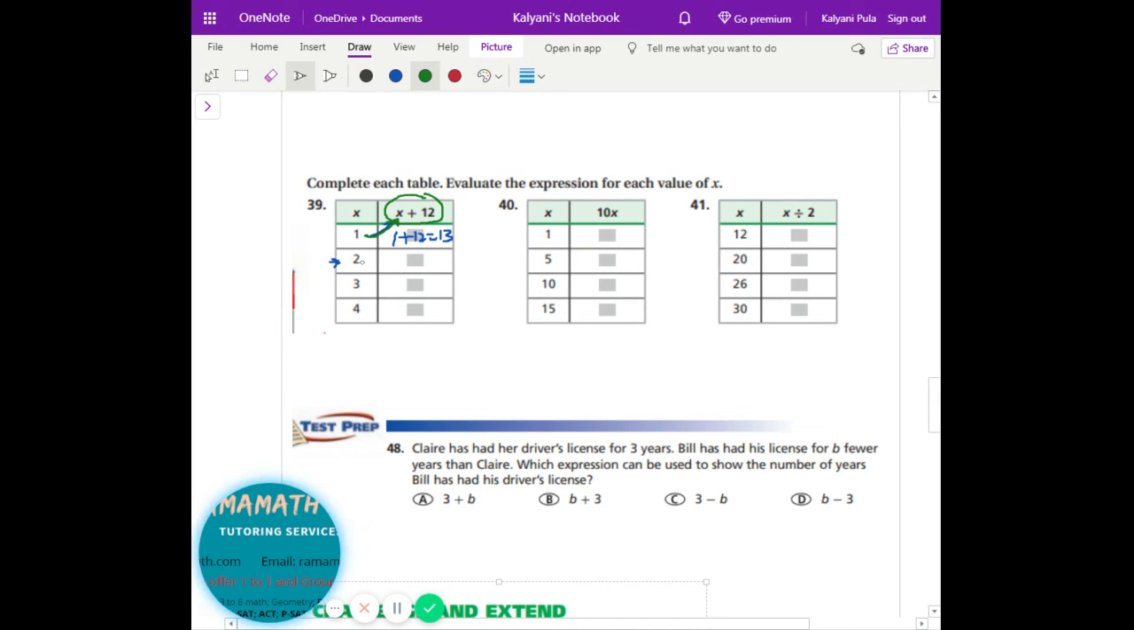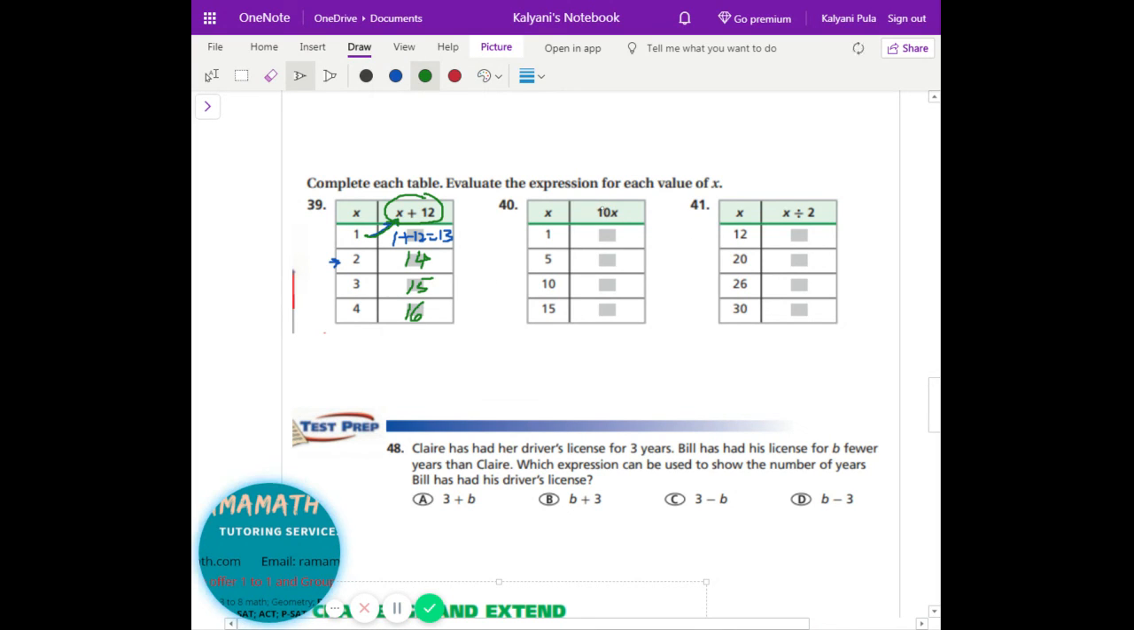Right. Now, if x is 2, then that's going to be 14. And if x is 3? 15. Good job. 4? 16. That's right. Now, let's look at the next one.